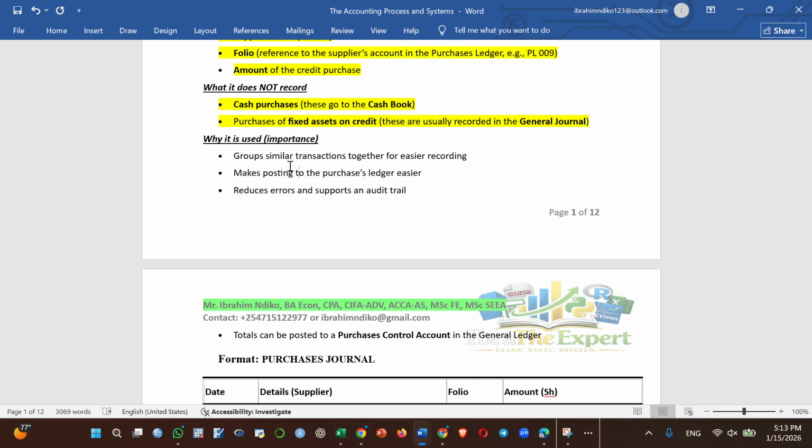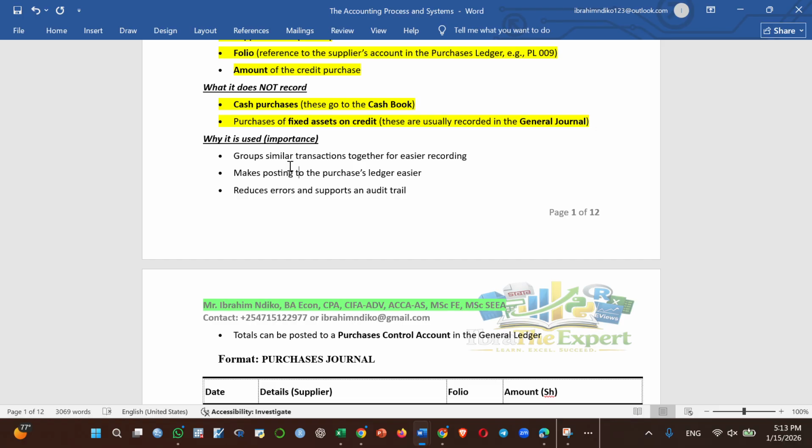So when we are transferring this information to the ledger, it will be easier for us because we have already grouped our information, or we have already brought together similar transactions. So it will be easier for us to transfer or to post that information to the ledger, or to the purchase ledger.